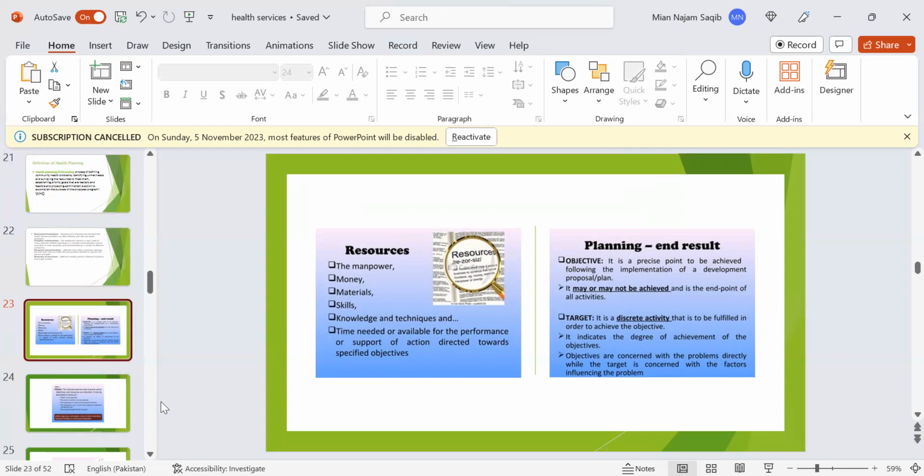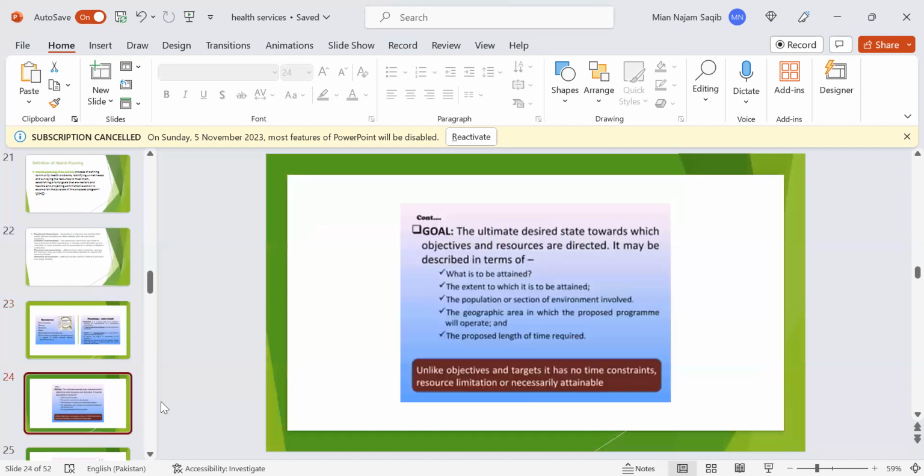Target is the discrete activity that is to be fulfilled in order to achieve the objective. It indicates the degree of achievement of the objectives. Objectives are concerned with the problems directly, while the target is concerned with the factors influencing the problem.